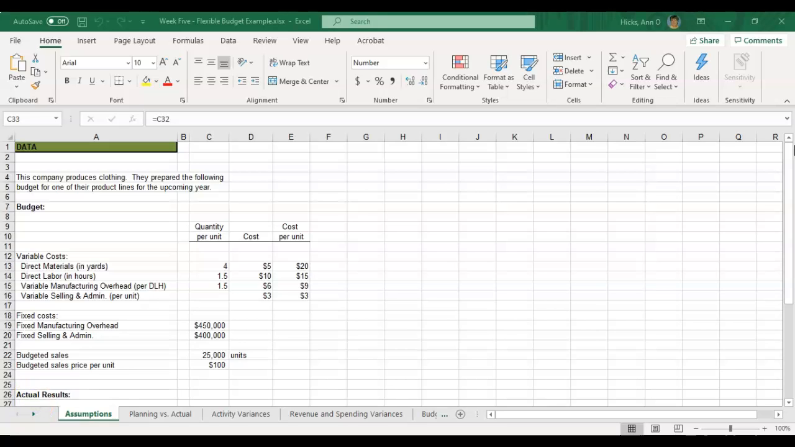In Chapter 8, we went through the preparation of a master budget, and we talked about the advantages and disadvantages of budgeting and best practices. Chapter 9, we're going to continue our budgeting discussion by looking at something called a flexible budget.